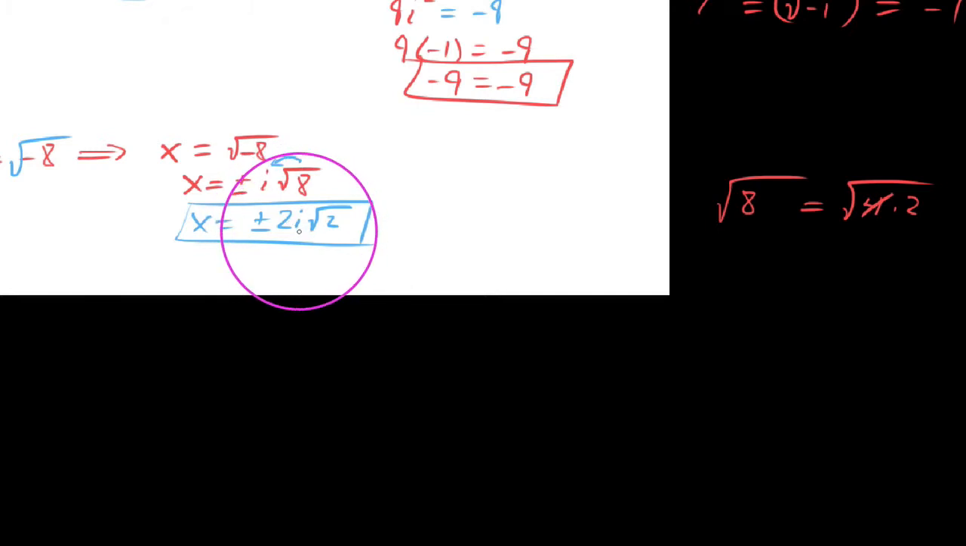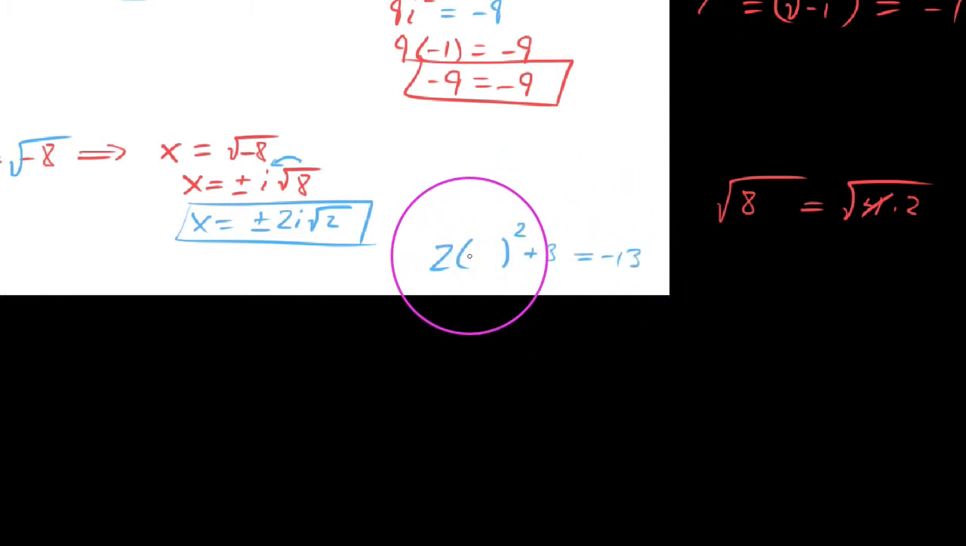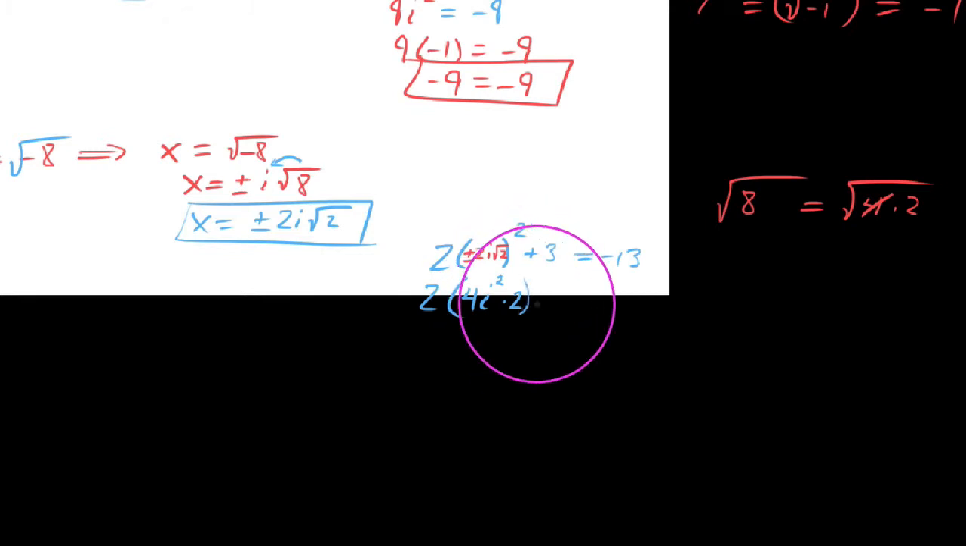So we do want to check this solution. The original equation is 2 times (x squared plus 3) equals -13. If I put plus or minus 2i radical 2 back in, let's square everything in the parentheses, which gives us a positive output guaranteed. But we get 2 times, now 2 squared is 4, i squared is, well, i squared, and the square root of 2 squared gives us just that 2 that was on the inside of it.